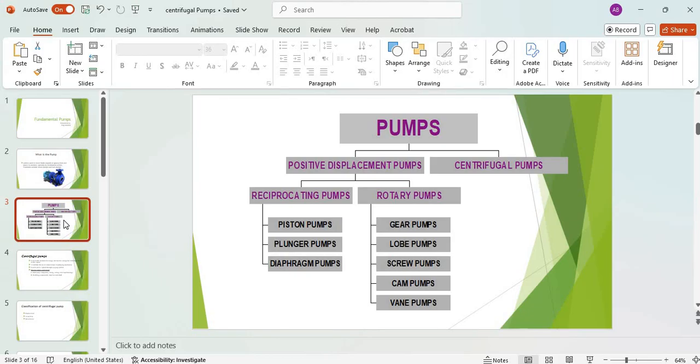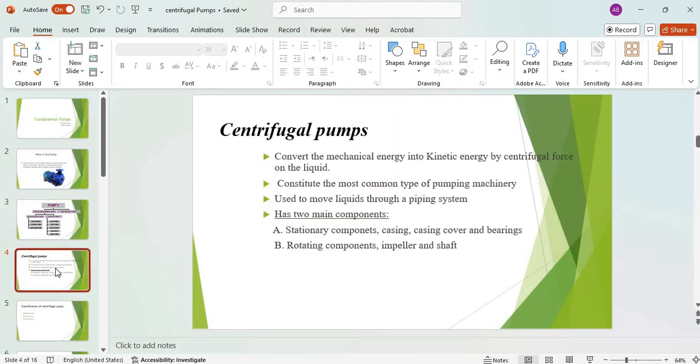So let's get started. Our topic today is going to be the centrifugal pump. So what is a centrifugal pump? A centrifugal pump is equipment that converts mechanical energy to kinetic energy by centrifugal force. Centrifugal force, imagine you have water in a rotating wheel. So yeah, that's what centrifugal force looks like.